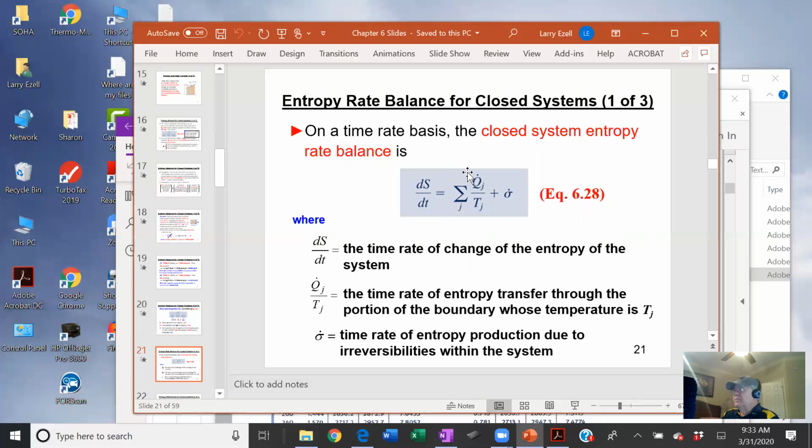All right, entropy rate of change for a closed system. Take a sip of coffee here.